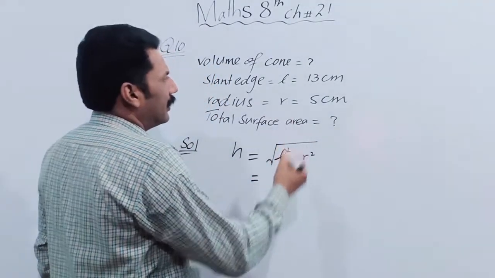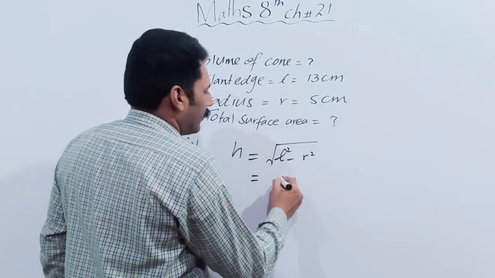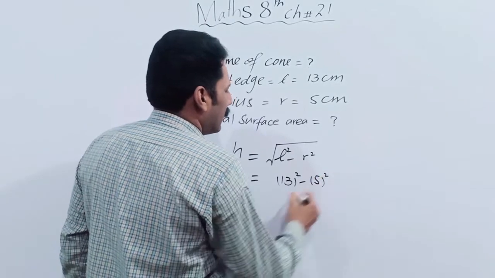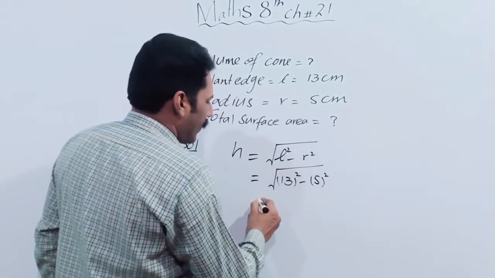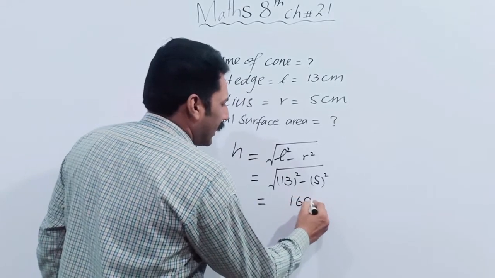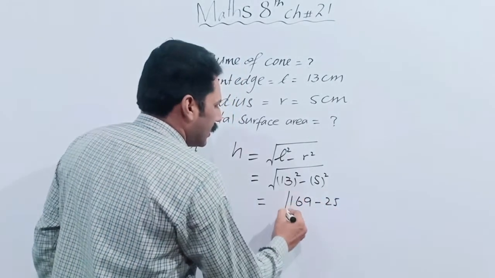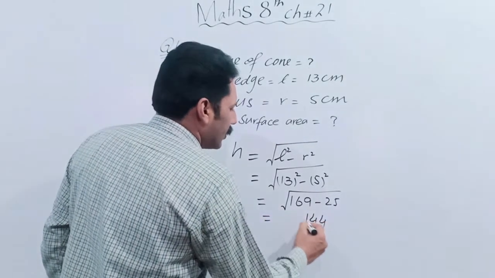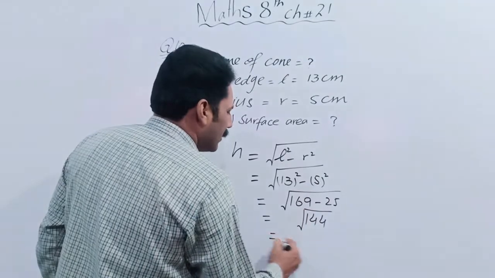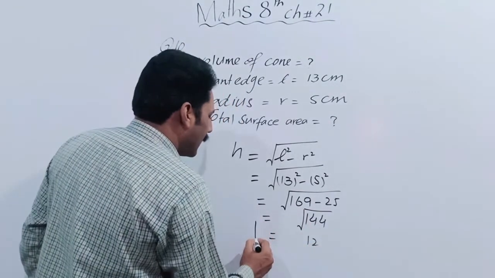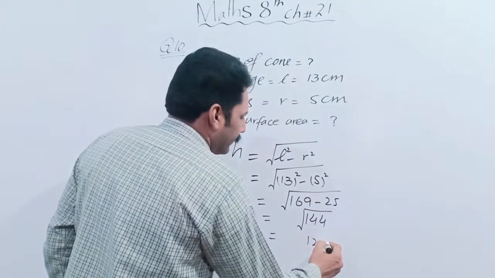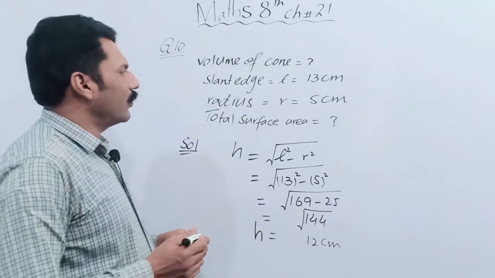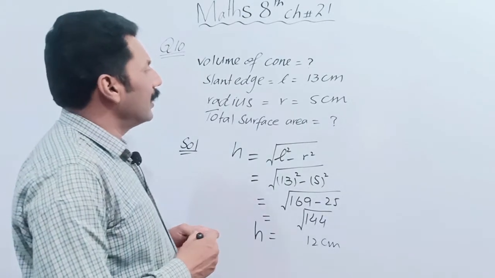L square means square of 13 and R square means square of 5, and then its square root. This is equal to 169 minus 25, and 169 minus 25 is 144. Square root of 144 is 12, and this is the height of cone, 12 centimeter. Now we can find the volume of cone easily by using the formula.